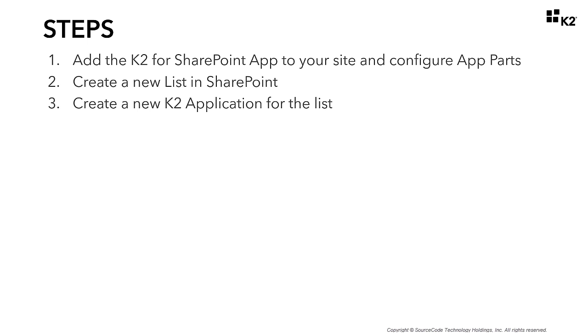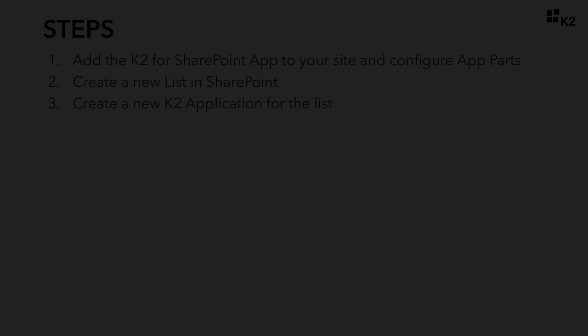In this step, we're going to generate a new K2 application for the SharePoint list that we just created. We're going to use the K2 wizard to generate data objects based on this Hello World list. It will also generate a workflow that starts when a new item is added to the Hello World list. And it's going to create a page that includes reports for the list for our Hello World application.